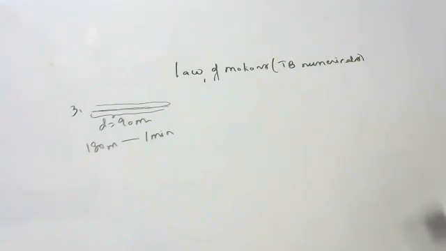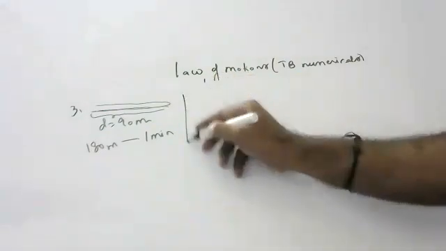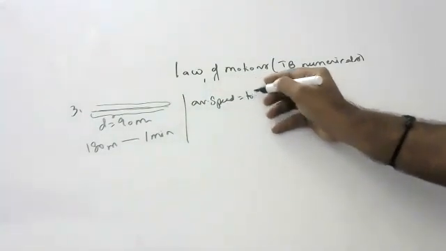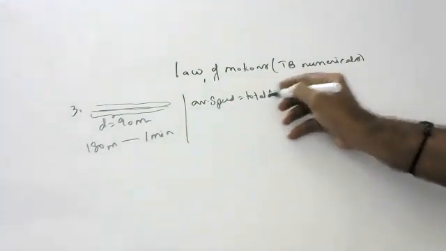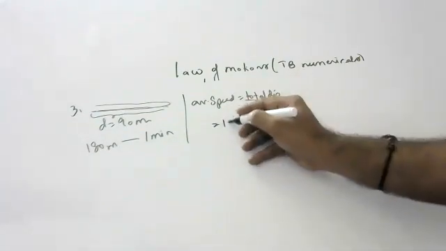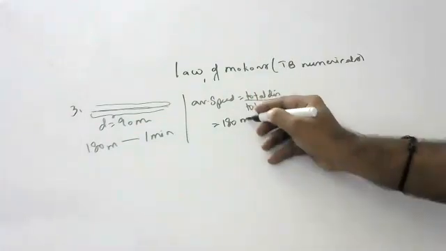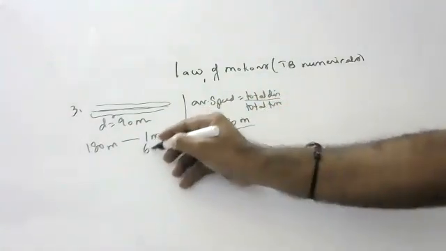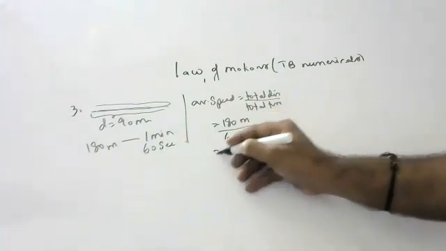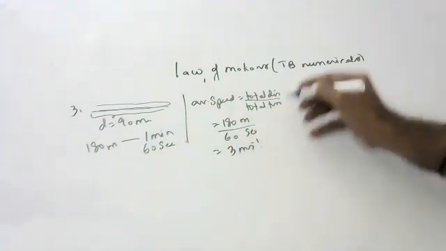The question is, find the average speed and average velocity. Average speed formula is total distance by total time. What is the total distance, children? 180 meters she traveled. And the total time is 60 seconds. So how much, children? 3 meters per second.